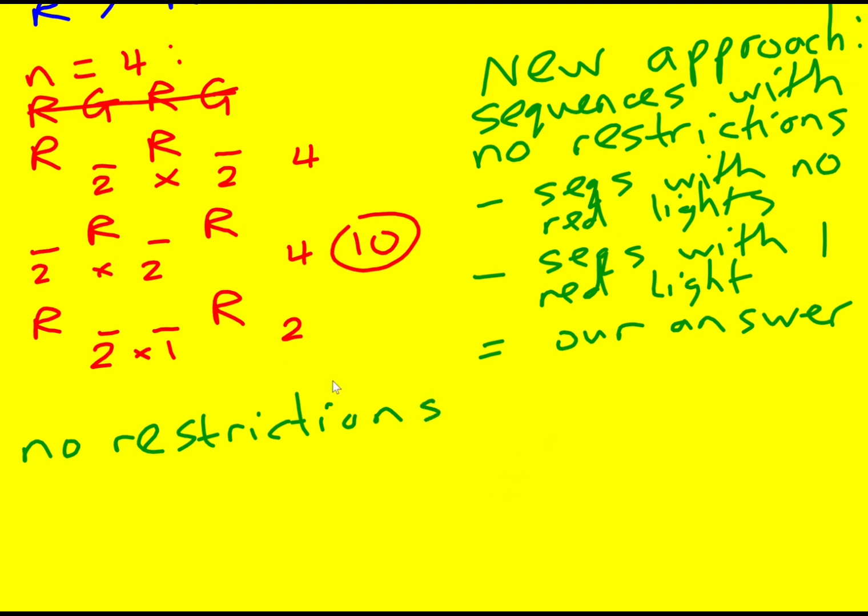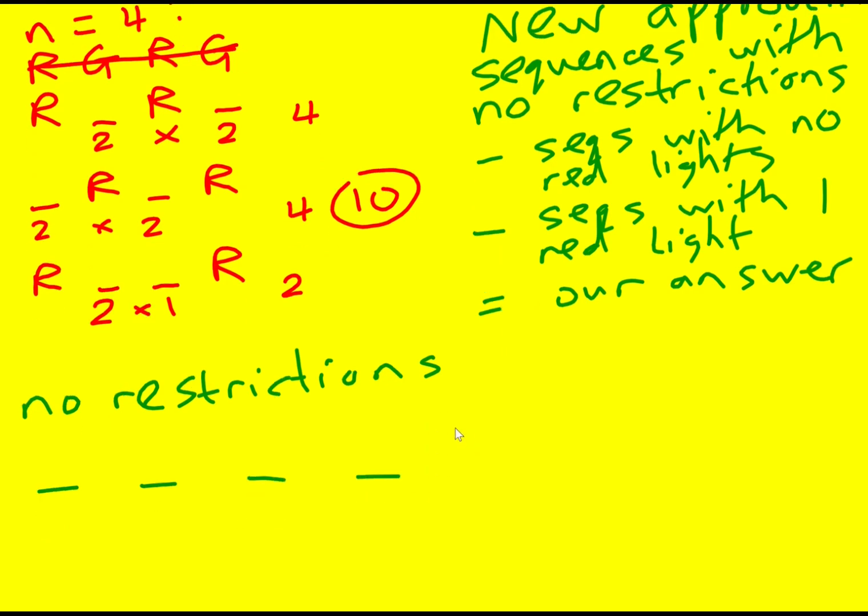So no restrictions, right? This is what I said at the start about it being relatively easy if you have no restrictions, because we could have 3 options for the first one. It could be red, green, or yellow. And then whatever you have, you can't have it again. So now there's going to be 2 options. Okay, because if you have red, you're not allowed to have red here.